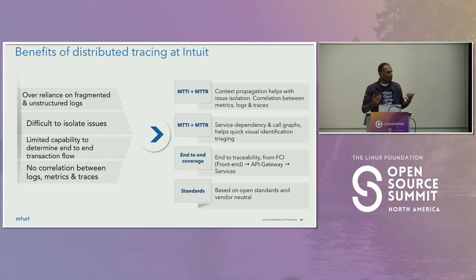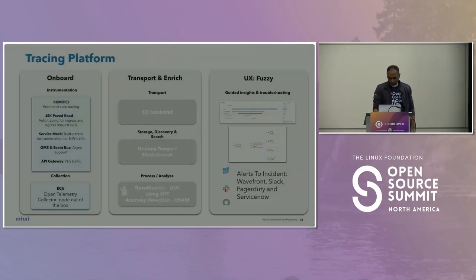Now you might want to go more granular. I want to look at one particular trace. That's where the call graph comes into picture. You're like, hey, I want to look at this particular trace because I see that it's performing poorly. Click on that and you get the call graph. And this allows us to have end-to-end traceability from the front end through the API gateway to all the back-end services that are participating. And we're based on, as I said, Grafana Tempo, based on open standards and vendor neutral.